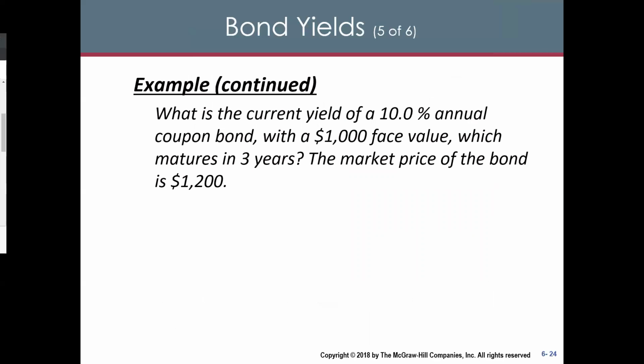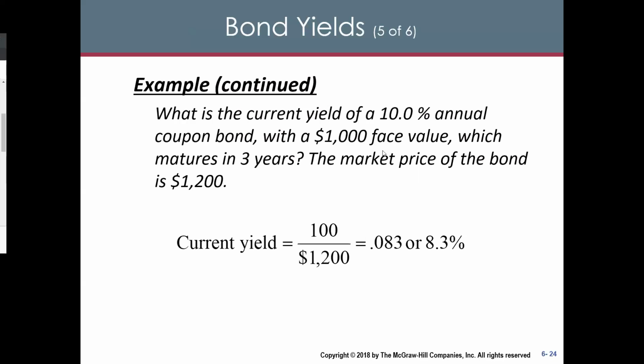So continue on that question. We calculated the yield to maturity. Then what's the current yield for this bond? The current yield, we need to know what's the coupon you receive. So the 10% annual coupon on 1,000 face value gives you 100. For every year you receive a $100 coupon, and the market price is 1,200, so it's 100 divided by 1,200, and then the current yield is 8.3%.